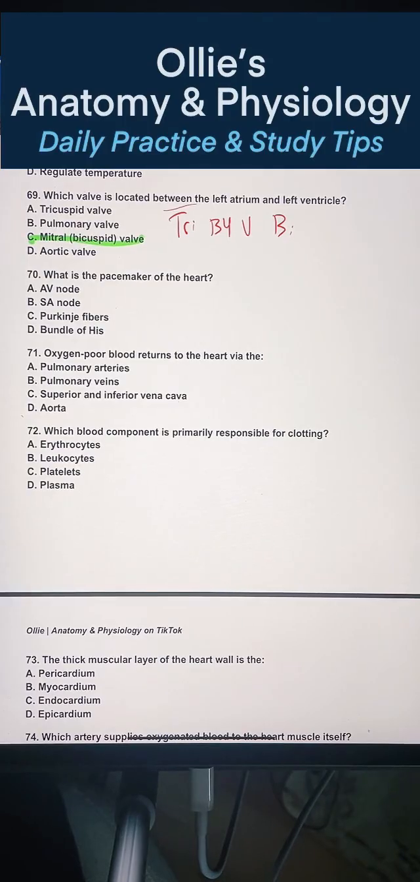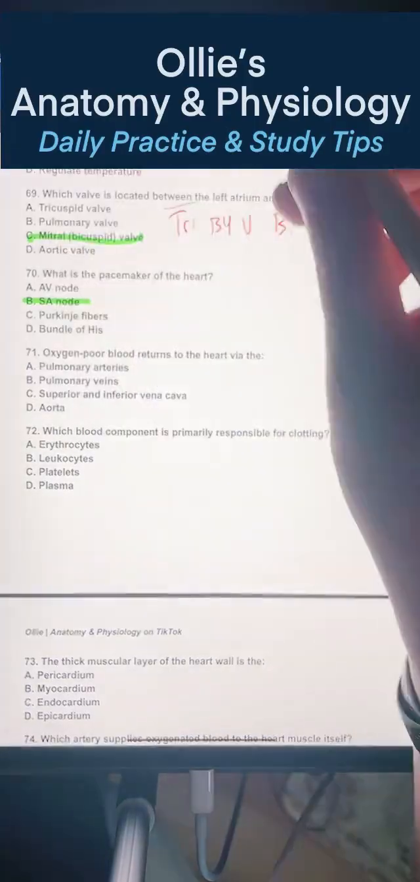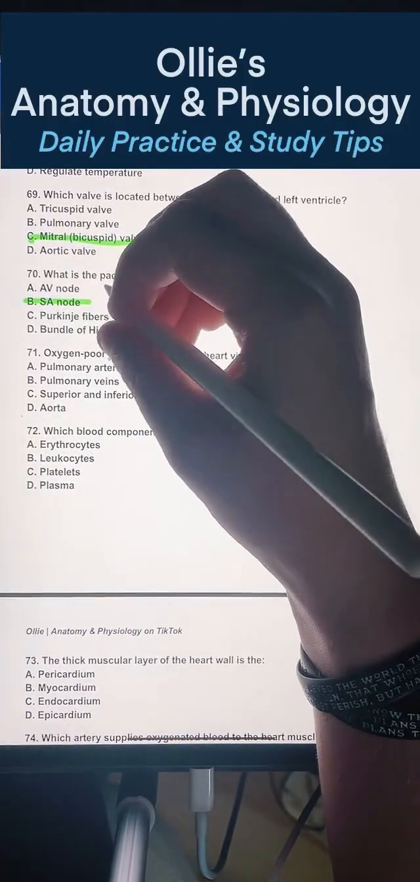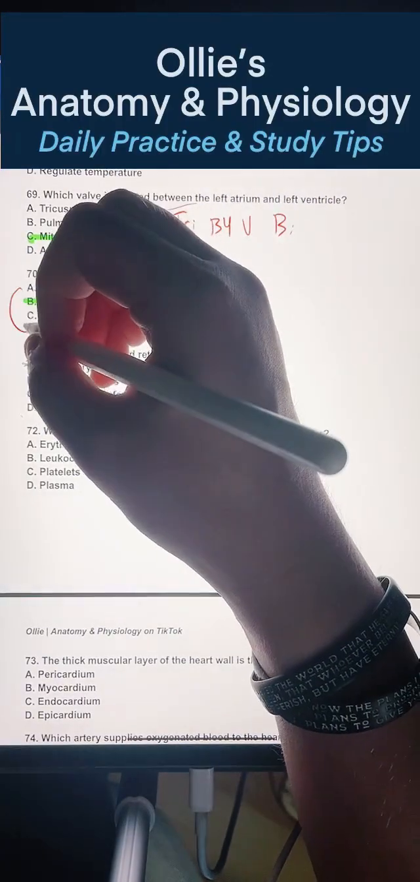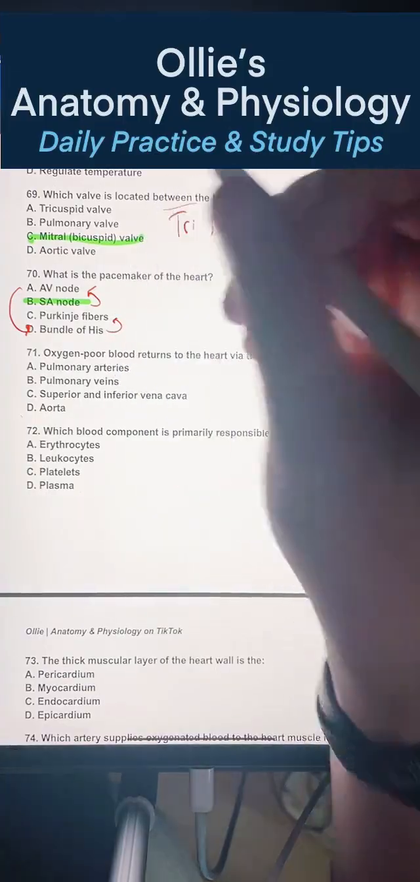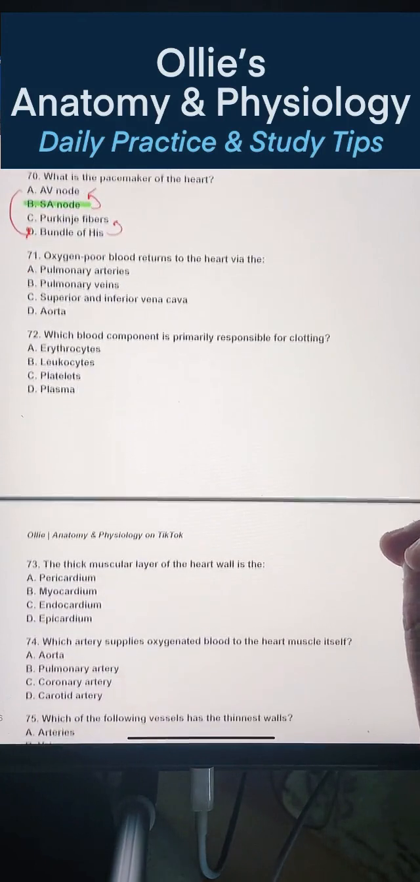Number 70, what is the pacemaker of the heart? The answer is B, it's the SA node. The SA node is going to set the rhythm here electrically. So we have our SA node, then we move down to our AV node, down to the bundle of His, and then the Purkinje fibers, where the electrical signal is distributed out through the ventricles, contracting them.